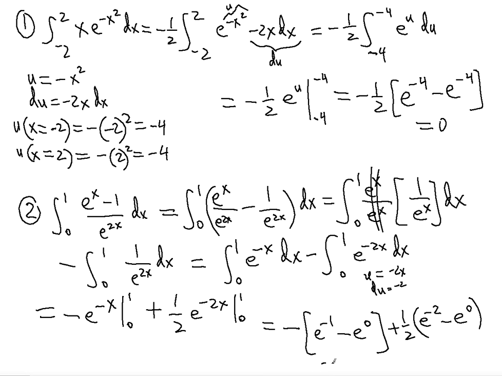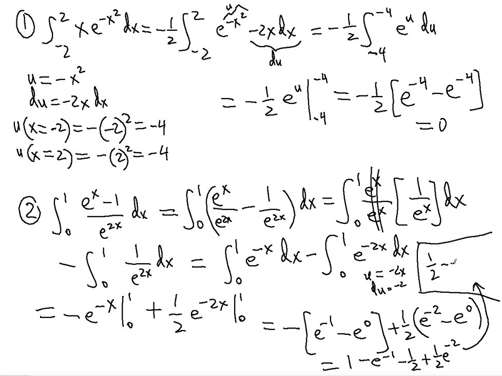So let's see what that gives us. That gives us 1 minus e to the negative 1 minus 1/2 plus 1/2 e to the negative 2. I'm going to give you the answer here on the top. 1 minus 1/2 is 1/2. So we're going to have 1/2 minus e to the negative 1 plus 1/2 e to the negative 2. Okay, so that's your final answer.